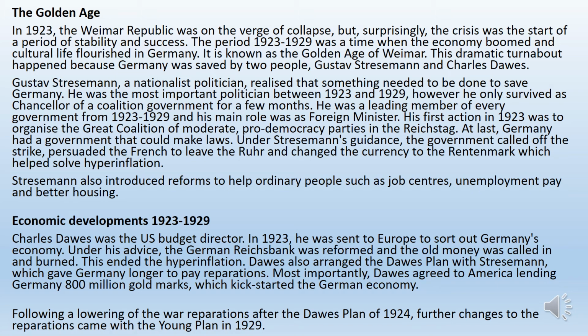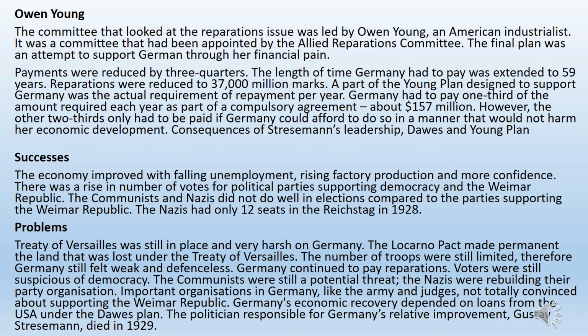Following a lowering of the war reparations after the Dawes Plan of 1924, further changes to the reparations came with the Young Plan in 1929. Owen Young. The committee that looked at the reparations issue was led by Owen Young, an American industrialist. It was a committee that had been appointed by the Allied Reparations Committee. The final plan was an attempt to support Germany through her financial pain. Payments were reduced by 3/4. The length of time Germany had to pay was extended to 59 years. Reparations were reduced to 37,000 million marks.